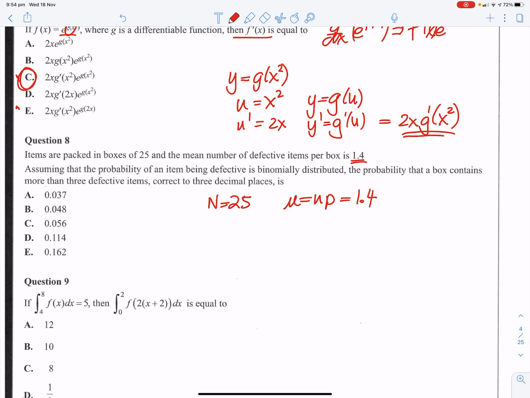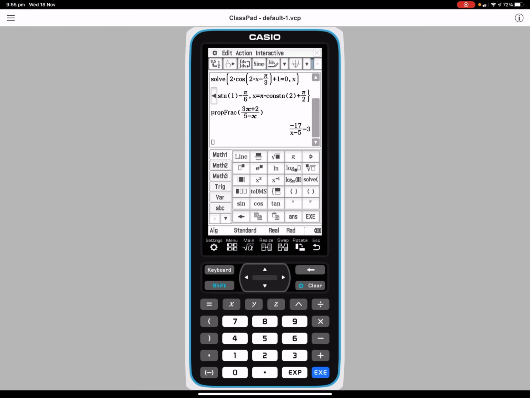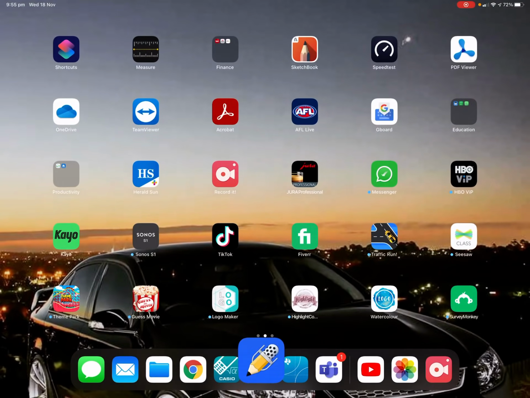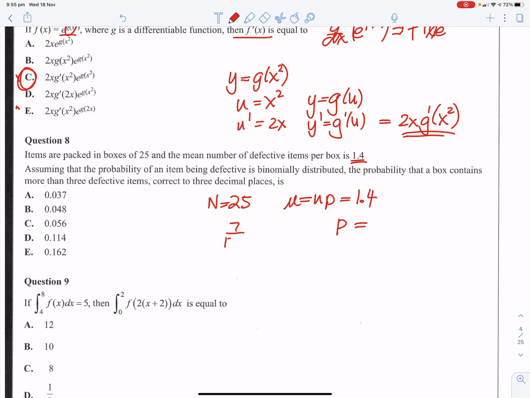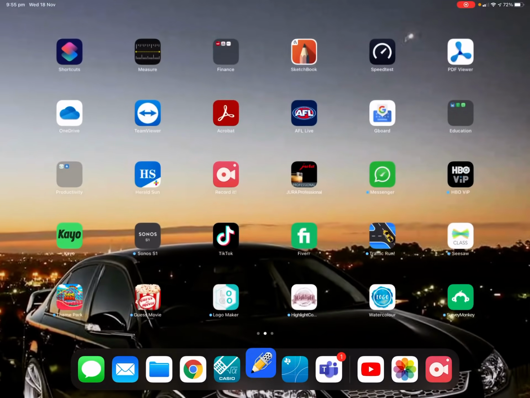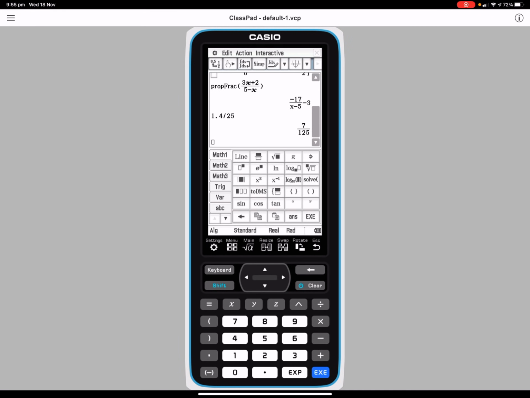So we know p is equal to 1/4 on 25, which is 7 on 125. And we want to find the binomial probability that x is more than 3. So we've got 7 on 125.